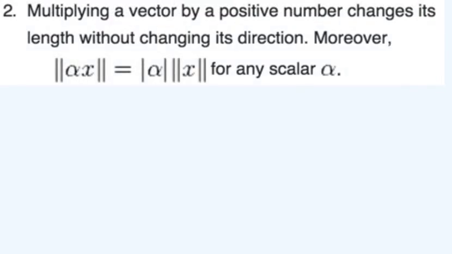So if we now multiply a vector by a positive number, then we change its length without changing its direction. So this positive number is the scalar alpha, and so if you take the norm of alpha x, it is the same thing as taking the absolute value of alpha times the norm of x. The reason we use norm as opposed to absolute value is because x continues to have a direction.